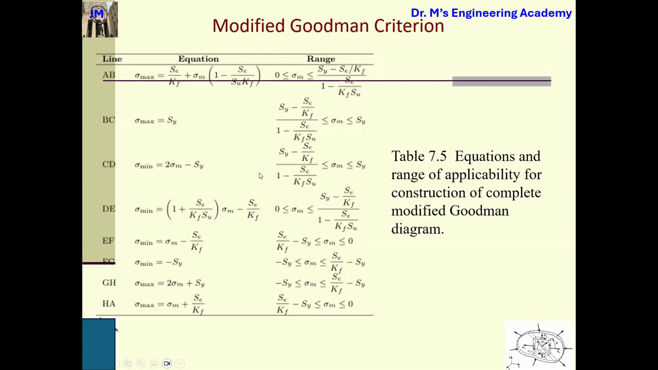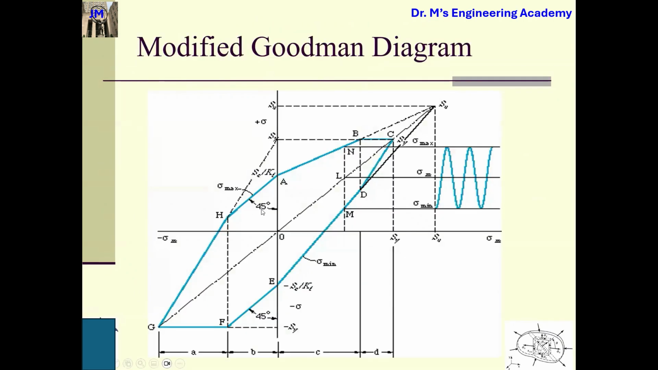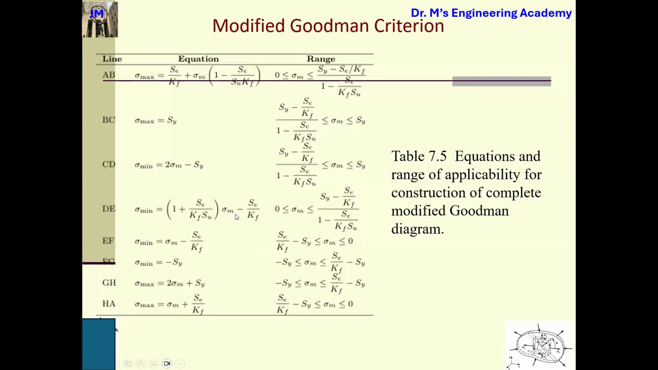So this is the modified Goodman criteria. This is a graphical representation. So here are the equations. Each of these lines is described by using these equations.